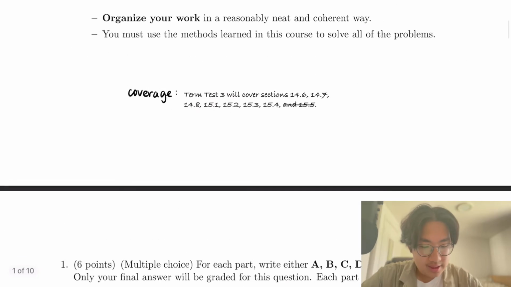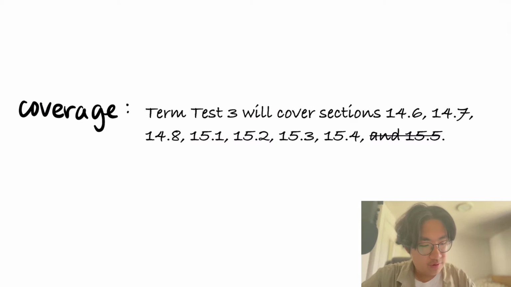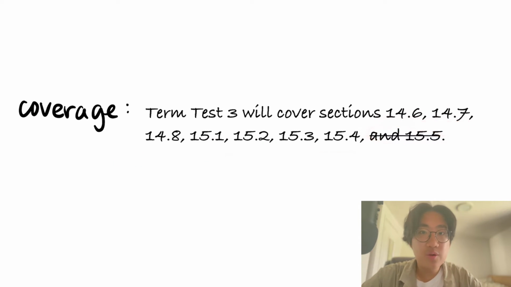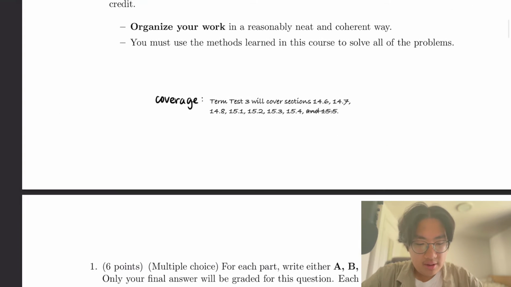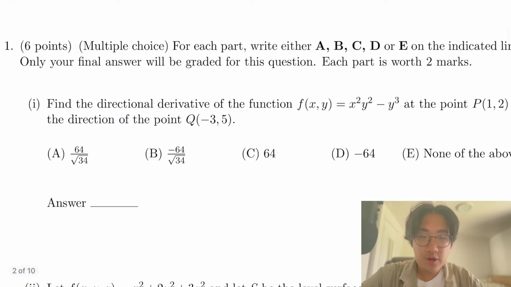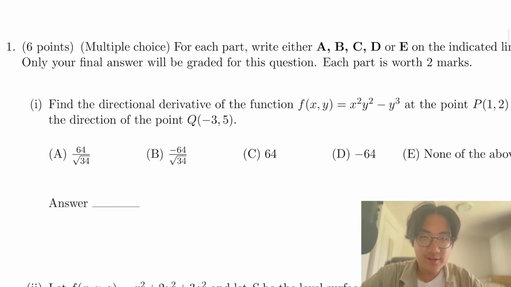So right here is the coverage. Again, term test 3 went over 14.6 to 15.4. 15.5 was not covered. Okay, first question. So this again, the multiple choice section. This one is a directional derivative question.